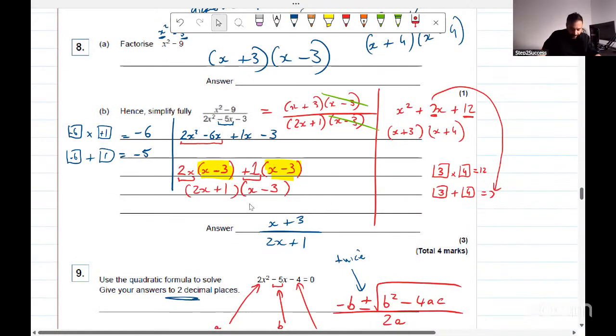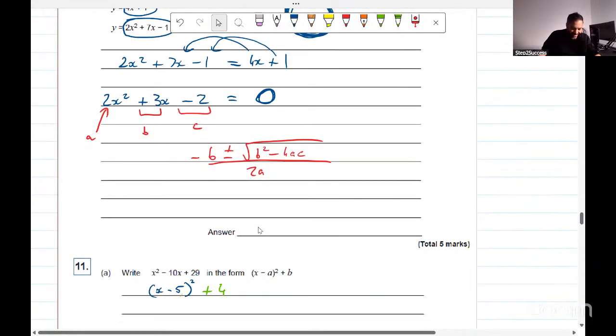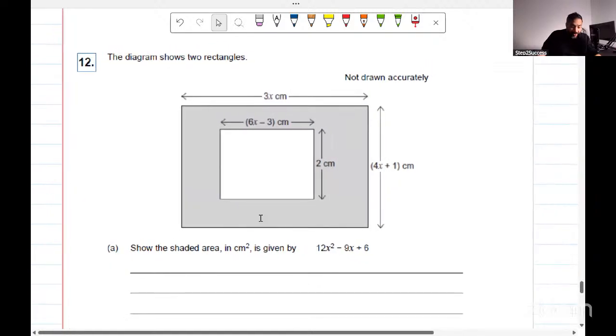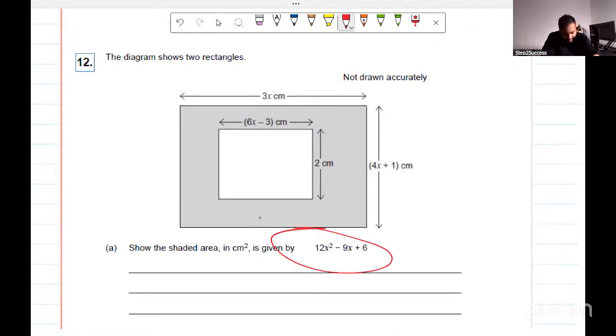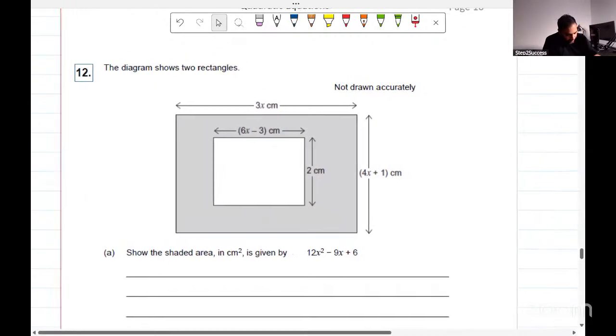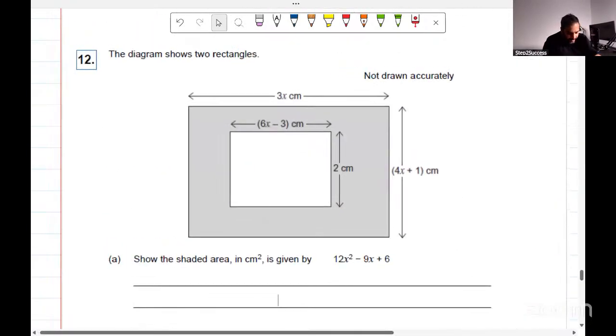Completing the square, this bit isn't in foundation either, fairly confident. And neither is this. Although, again, the first part of this, I see no reason why it couldn't be at the end of a foundation paper. So this definitely could be. I'd say part B less so, but part A definitely.